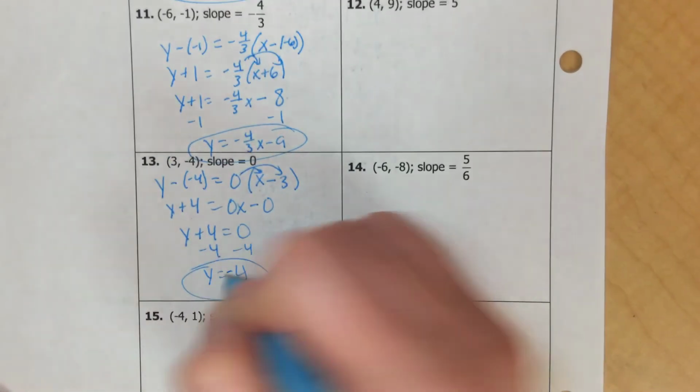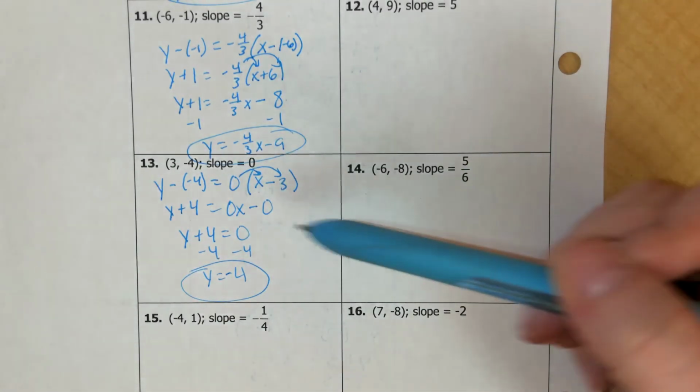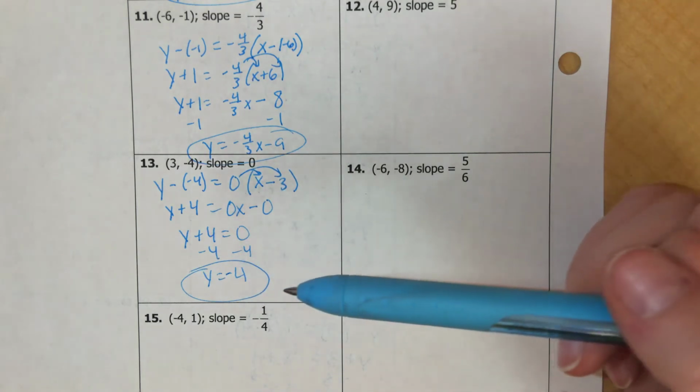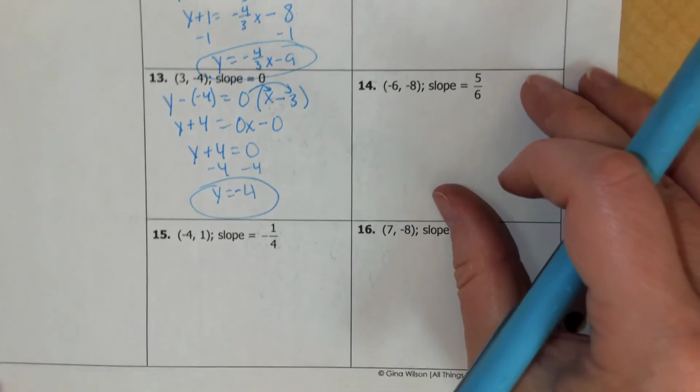Okay, and that makes sense, because if a line has a slope of 0, we know it's a horizontal line, and so every y value for this line is going to be negative 4, making that horizontal line. So that makes perfect sense.